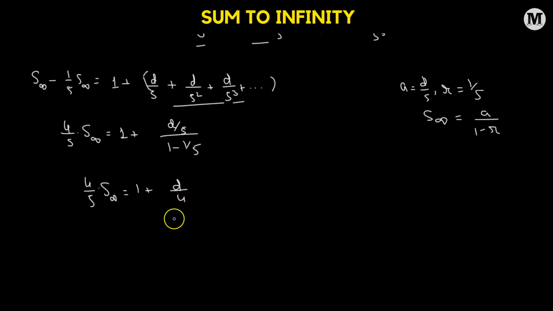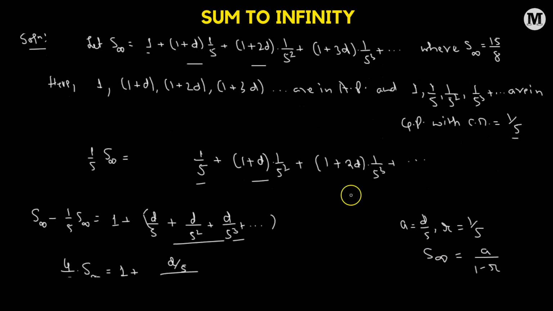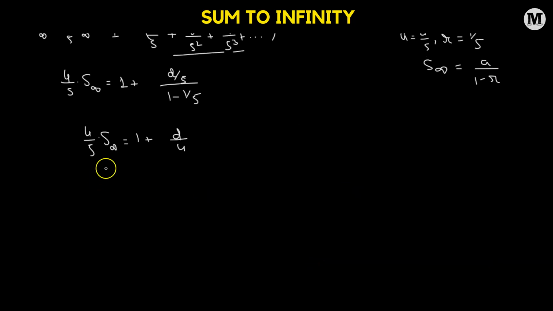Now we have 4/5 of the sum of the infinite terms equal to 1 added to d over 4. However, in the problem, it's already given that the sum to the infinite terms is 15 over 8. So let's replace the sum with 15 over 8. So we have 4 over 5 multiplied to 15 over 8 equals 1 plus d over 4. So 4 times 1 is 4, 4 times 2 equals 8, then 5 times 1 is 5, 5 times 3 is 15. That leaves us with 3 over 2 equals 1 plus d over 4.